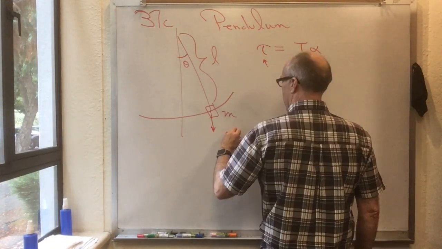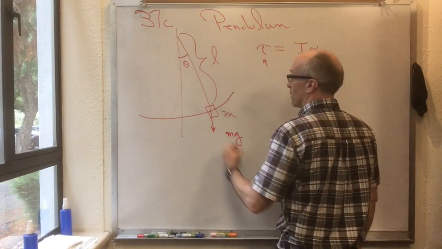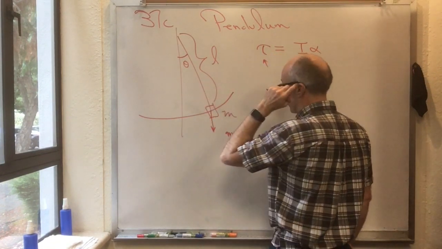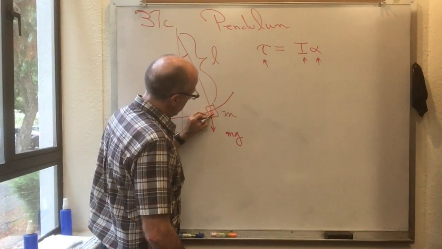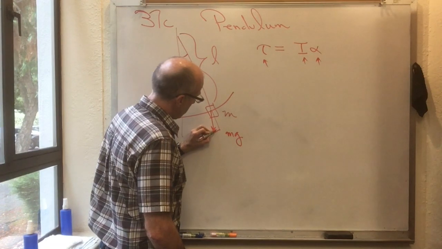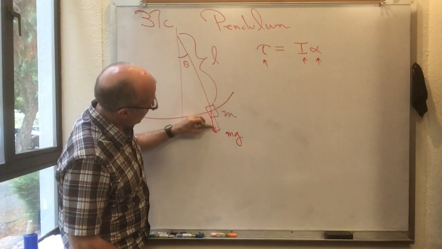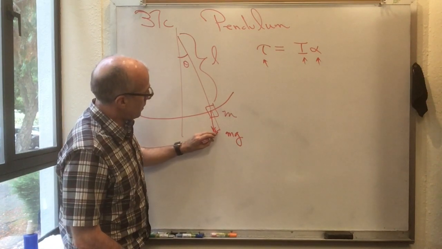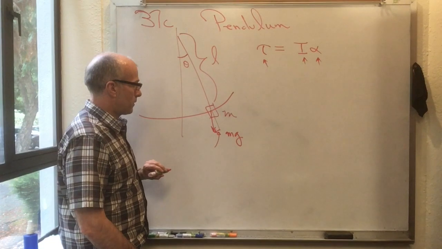Well, the only force that's creating torque on this mass is mg. There is also, of course, the tension of the rope, but that's not creating any torque. This force here, though, does have some tangential component. So mg points straight down. The part that we're interested in is that tangential component.